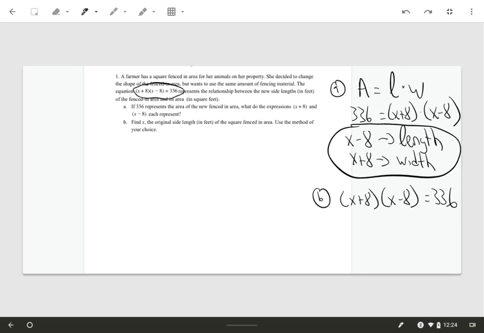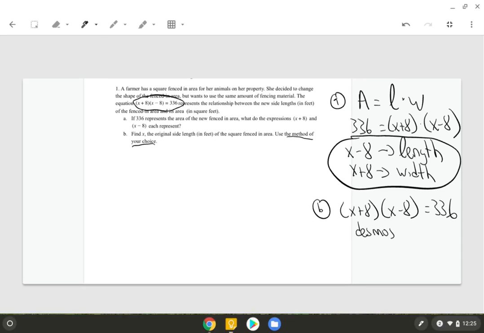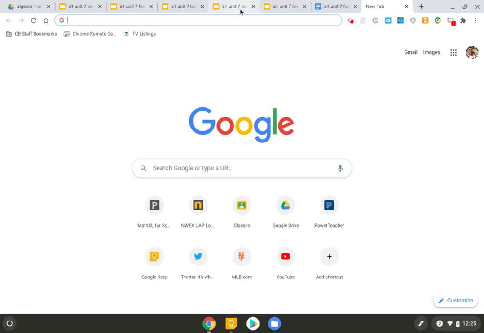We could decide to use the quadratic formula if we wanted to multiply this out. We could multiply this out and complete the square. But because it says use the method of your choice, I'm actually going to do this by graphing. So I'm going to use Desmos to help me figure out the answer. Okay. So I'm going to open up a tab, and I'm going to go to Desmos.